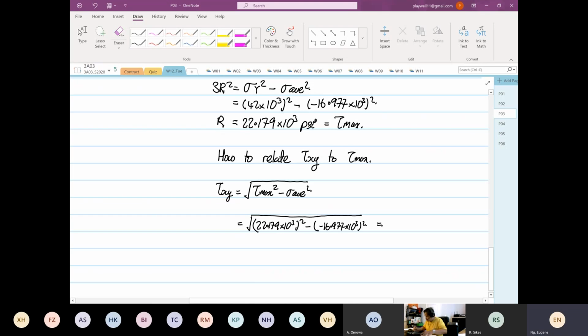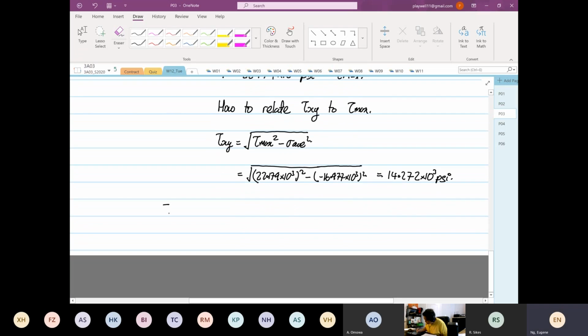Okay, so your shear xy, the square root of 22.179 times 10 to the power 3 squared minus 16.977 times 10 to the power 3 squared, is equal to 14.272 times 10 to the power 3 psi. So finally we know how to relate that the shear xy is equal to TR over J, or TC over J. It's just a matter of substituting now, right? So the shear xy is 14.272 times 10 to the power 3.